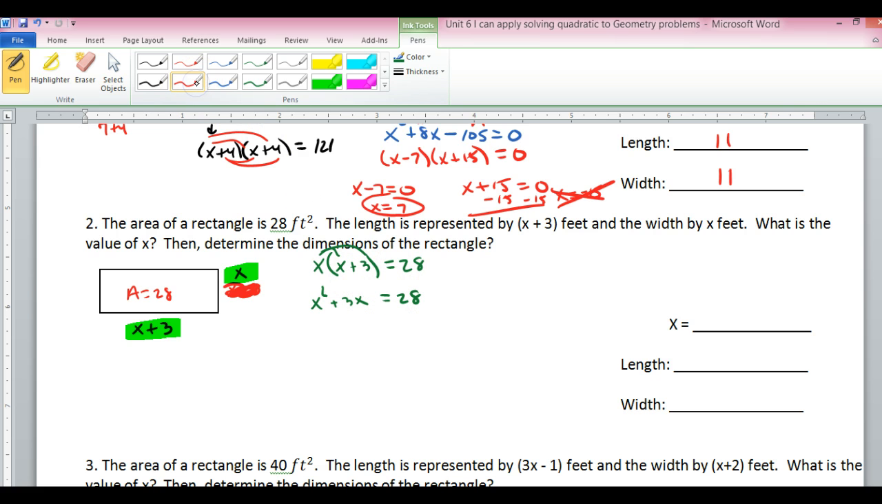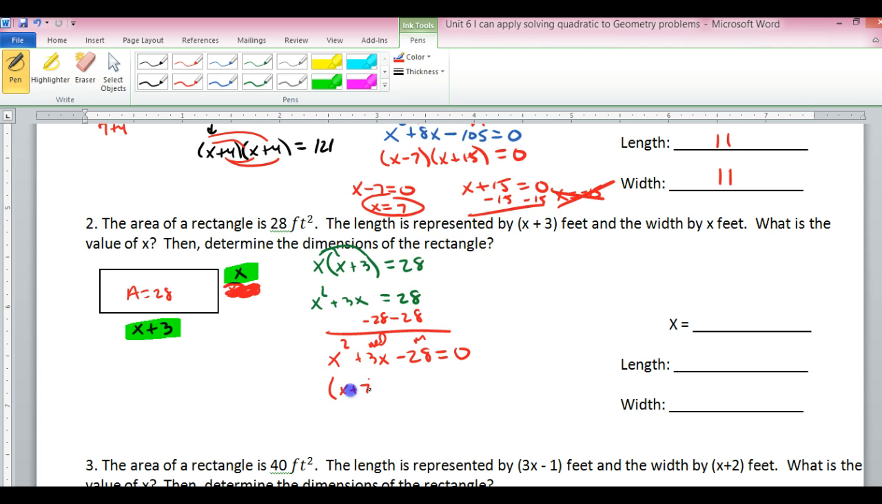Is it set equal to 0? No. How do I set it equal to 0? Subtract the 28. So I end up with x squared plus 3x minus 28 equals 0. Now, again, I think the factoring method is the easiest way. If you want to use the quadratic formula, you can, but I feel it's much easier to factor, looking for numbers that multiply to give me negative 28 and add up to 3.